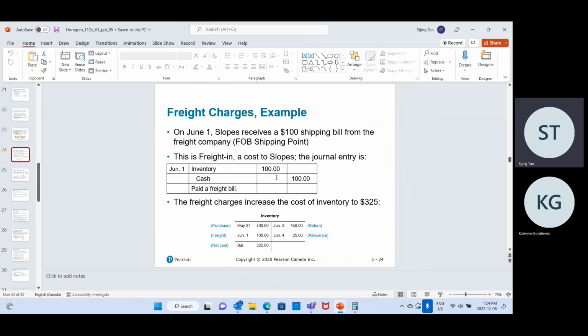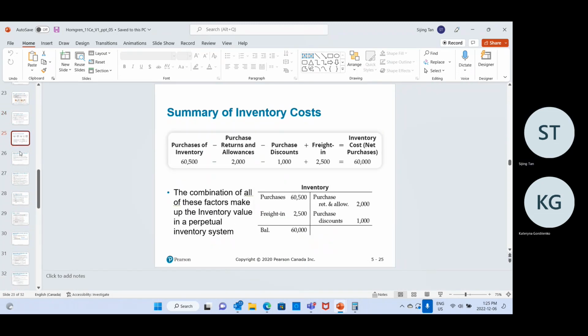Did you find out that everything is just recorded under inventory? No matter if there are inventory returns, inventory allowances, or transportation costs, it's all recorded under inventory. When we take a look at the inventory T account, we have this $100 added on the debit side, which is on the left. The balance will be $325. That is how you record the transportation costs.